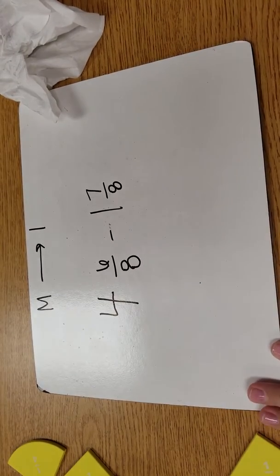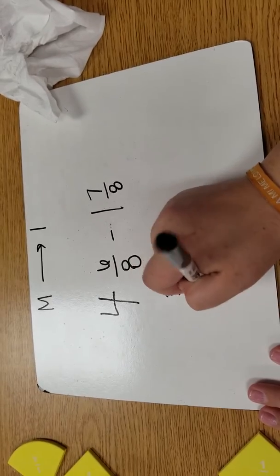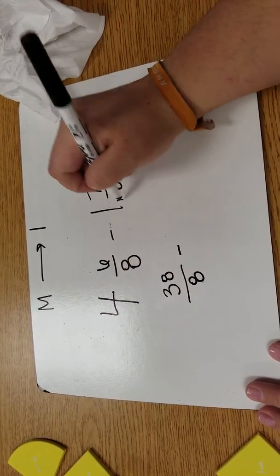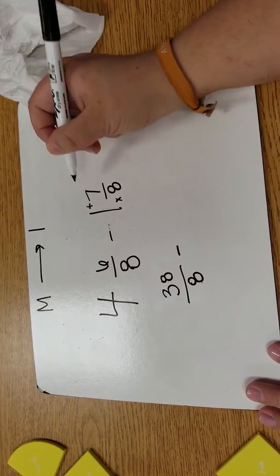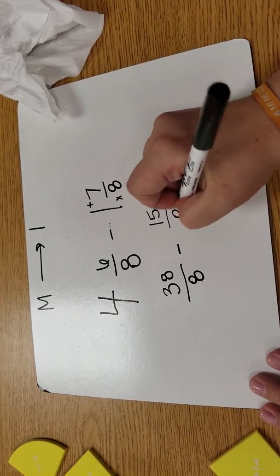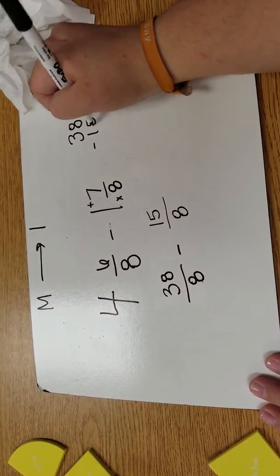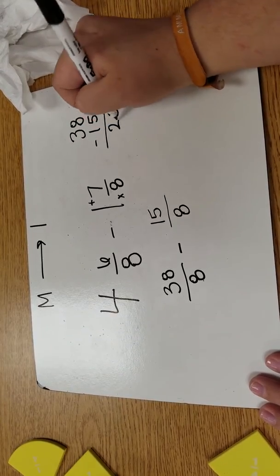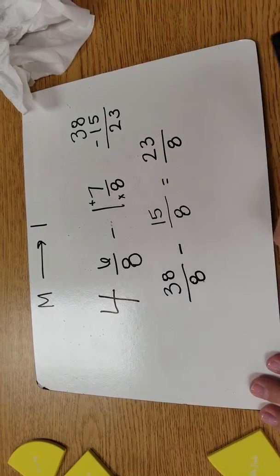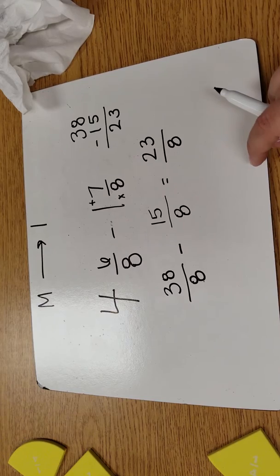8 times 4 is 32, plus 6 is 38. So 38/8 is our first improper fraction. Next, 1 times 8 is 8, plus 7 is 15. So 15/8. Then we're going to do 38 minus 15, which is 23. 23/8.